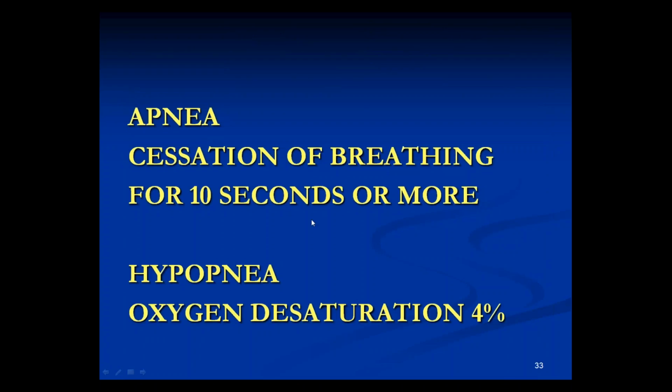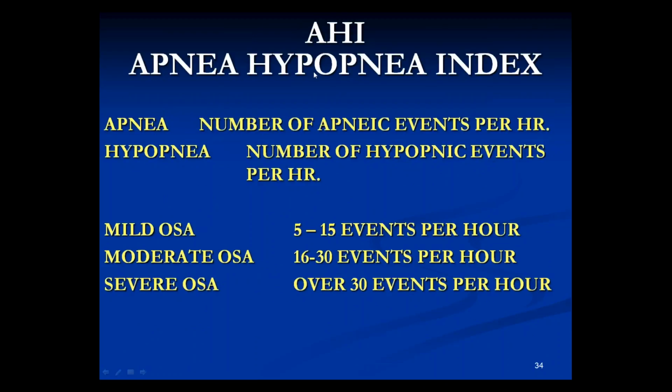And this is serious now. I'm going to talk a little bit about sleep apnea, just briefly. Apnea is when you stop breathing for 10 seconds or more. Hypopnea is when your oxygen desaturates, goes down below 4%, which is dangerous. And AHI is how you measure sleep apnea, how you diagnose sleep apnea. So you take the number of apneic events and hypopneic events and multiply them together. Mild obstructive sleep apnea, the patient starts breathing 5 to 15 times an hour. Moderate is 16 to 30.